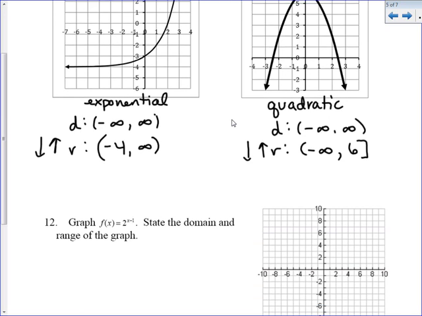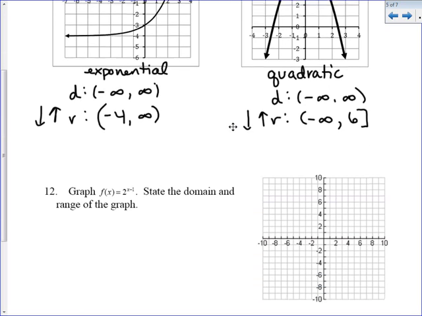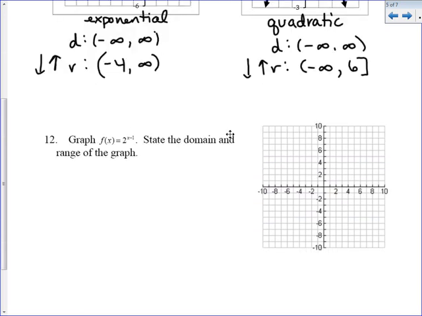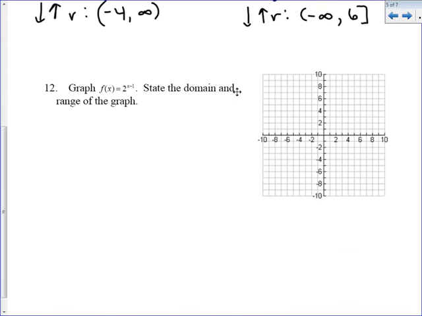All right, 12 is our last long problem. Graph f of x equals 2 to the x minus 1. State the domain and range of the graph. The directions on your test will be a little bit different. I will specify find 5 points, a minimum of 5 points. What should also tip you off that you need to just work on finding any 5 points.